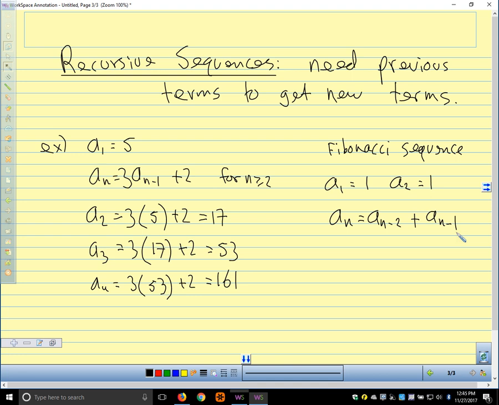There is an explicit formula for the terms of the Fibonacci sequence, but it's pretty complicated. And often, we can find a recursive definition for a sequence and an explicit definition for the sequence. Usually an explicit definition is going to be easier to work with. All right, questions so far?